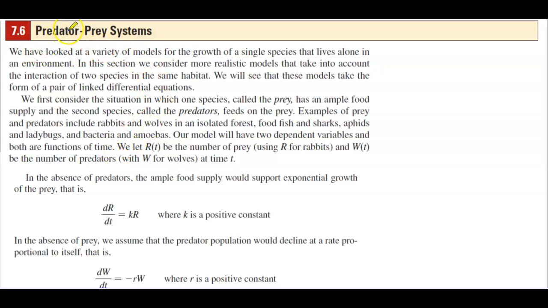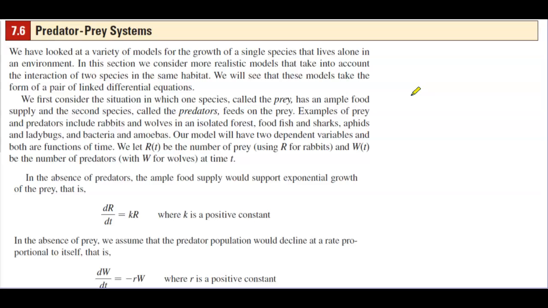In section 7.6, we'll be talking about predator-prey systems. So we have looked at a variety of models for the growth of a single species that live alone in an environment. In this section, we consider more realistic models that take into account the interaction of two species in the same habitat. We will see that these models take the form of a pair of linked differential equations.